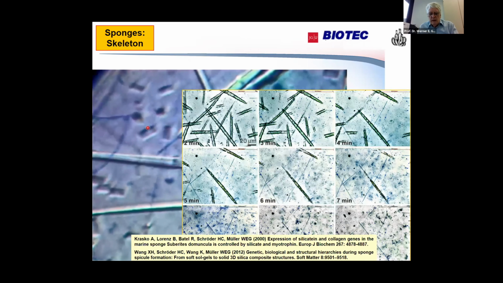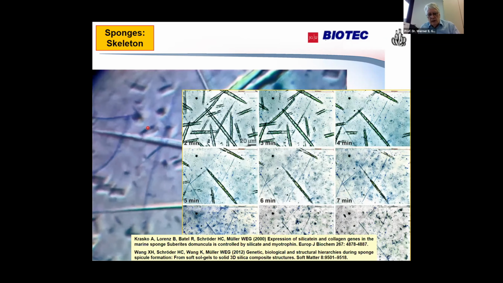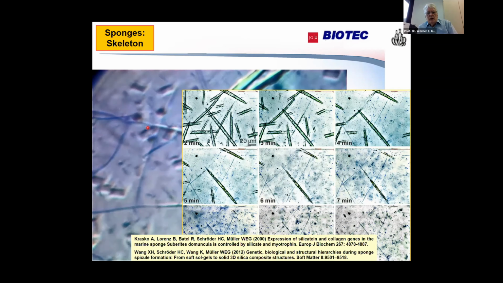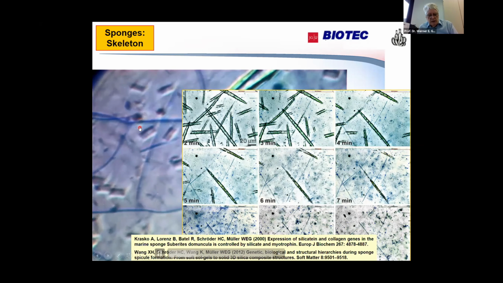Okay, so we started with sponges, and we wanted to see if we can find any enzymes in the sponge skeleton, in silica, or also in calcareous sponges. And can we mimic these kinds of reactions, this biomineralization process, by using enzymes? And we found in the silica skeleton of the sponges such an enzyme, and it was silicatein.